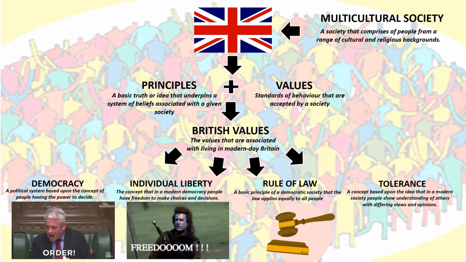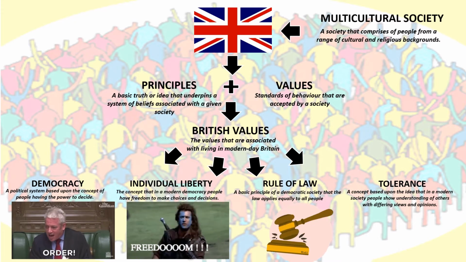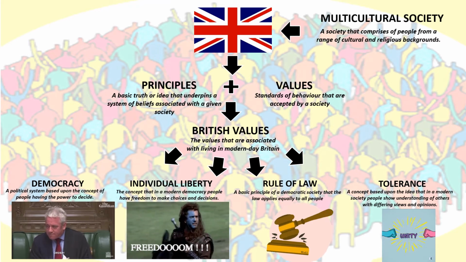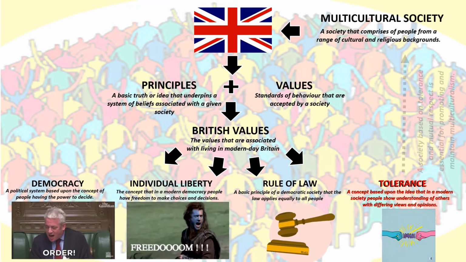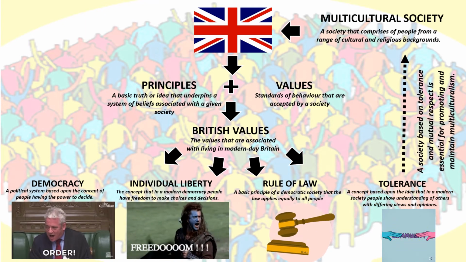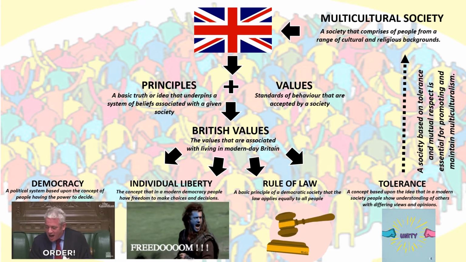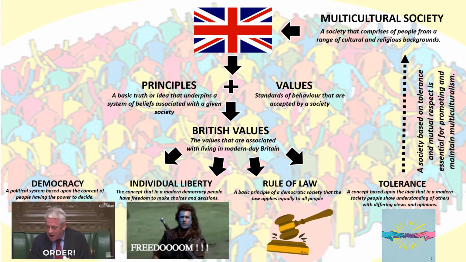And last but not least, we have tolerance. Tolerance is the concept based on people in a society understanding other people, accepting differing viewpoints, different opinions, and living and working side by side. And it is about unity in the community. As I mentioned earlier, tolerance is key for a multicultural society. To have a multicultural society, as we do in Britain, we need to have tolerance. A society that is based on tolerance and mutual respect is essential for forming, promoting, and maintaining a multicultural society.